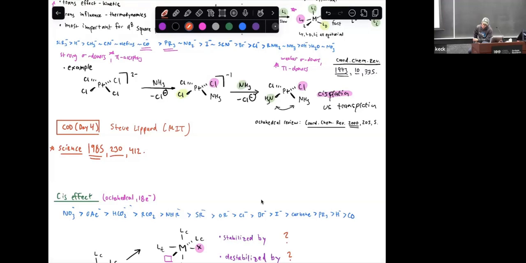Now you're going to have to compare the relative trans influence of NH2 versus a chloride. And I don't have that on this sheet. I guess I might expect still the trend to hold, but I could be wrong.